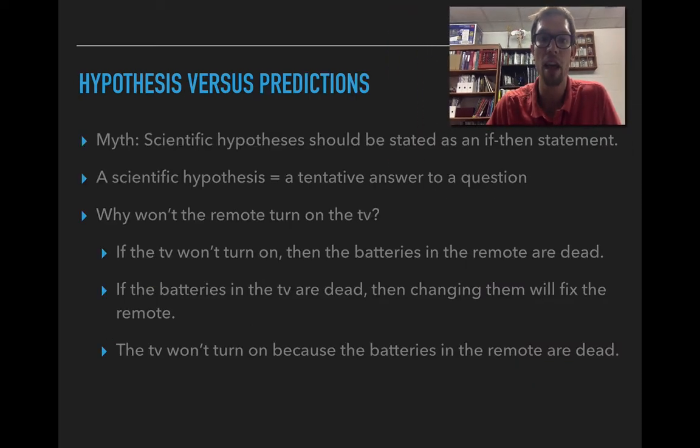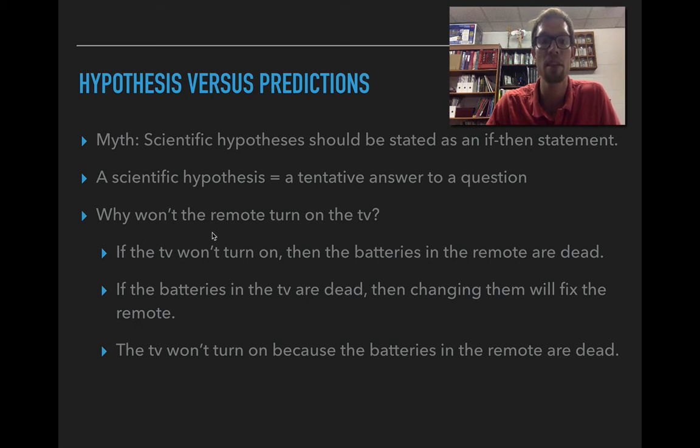Now you'll notice that I actually made a distinction between a hypothesis and a prediction. And not everyone does this. I believe it is an important distinction, so I'm holding you accountable for it. But a scientific hypothesis doesn't need to be stated as an if-then statement. An if-then statement really is a prediction. If this is the case, then this will happen. A scientific hypothesis is the tentative answer to the question.